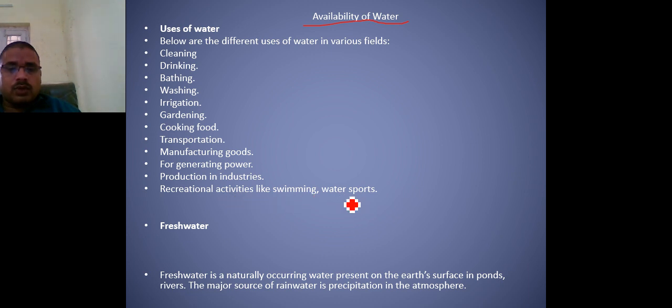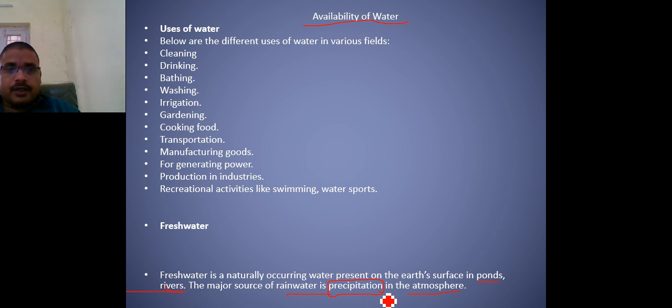There is also fresh water. Fresh water is naturally occurring water present on the earth's surface in ponds and rivers. That means if we use that water directly after boiling and filtering, it can be used for drinking purposes. The major source of rainwater is precipitation in the atmosphere. Precipitation means whenever there is rain, the water is collected, and that is basically precipitation.